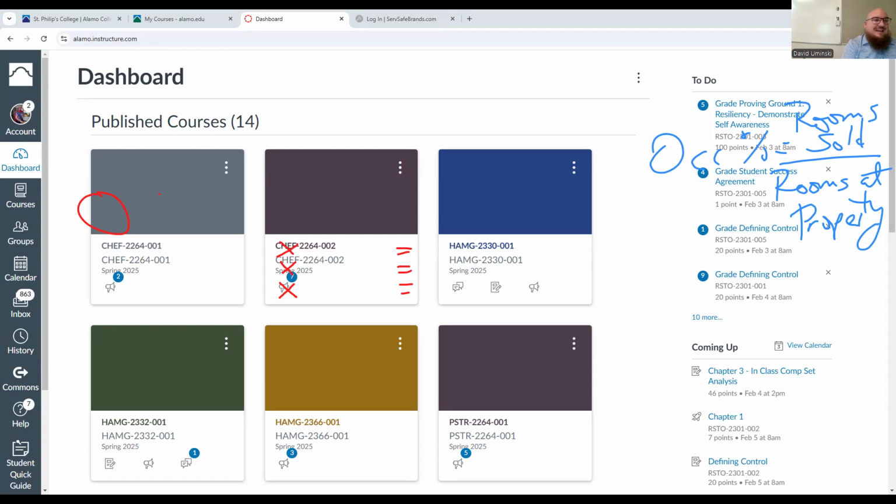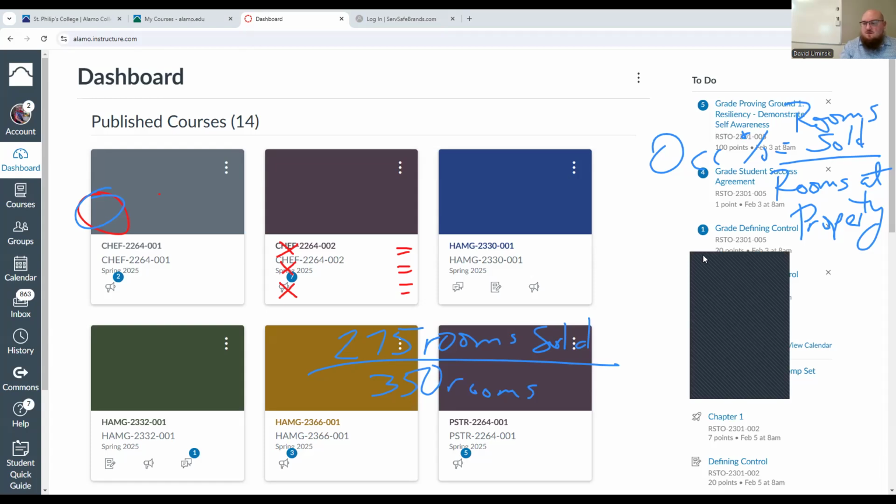So for occupancy percentage in this case, we have 275 rooms sold divided by 350 rooms in the property. Okay. If I do that on my calculator, 275 divided by 350, I get 0.7857.